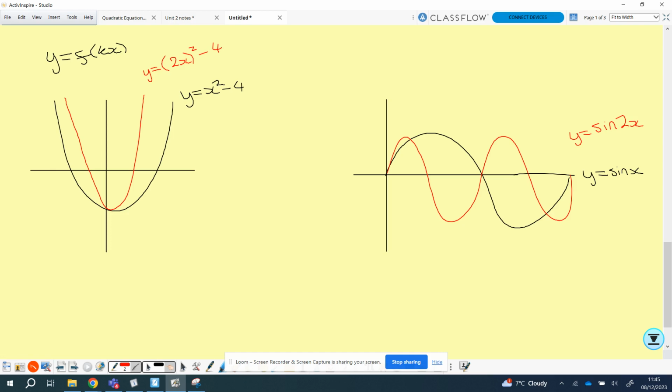Now let's look at some new properties now. Okay, so hopefully that's just a recap. Again, feel free to pause the video at any point, copy it down, look back over it, etc. But we'll now look at some new properties.